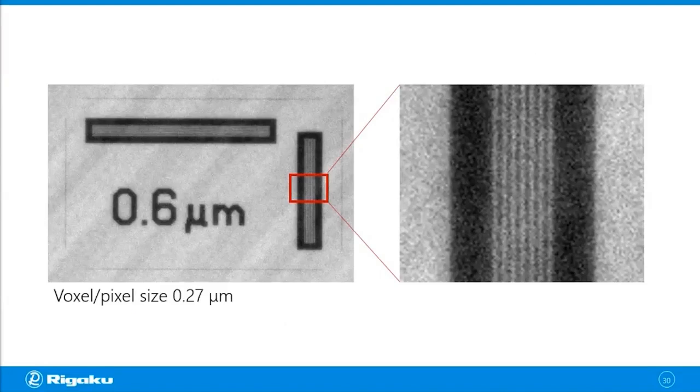And this image was collected with 0.27 micron voxel size setting. So again, you're seeing something about double the size of the voxel size. And this means that your resolution function size is comparable to the voxel size. So this is how you can test the actual resolution you have on the system you're using.